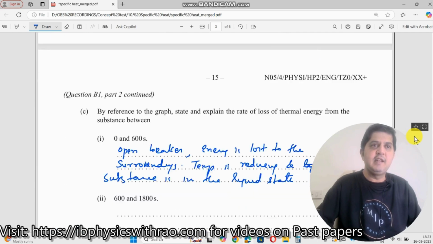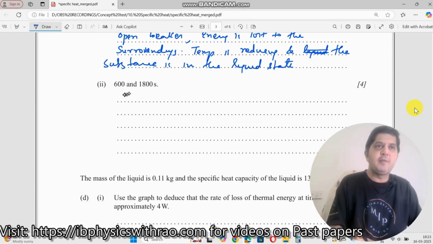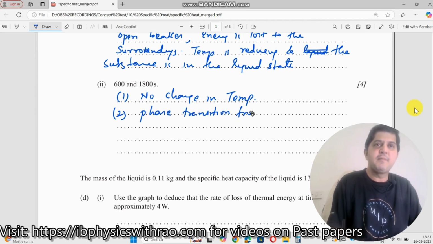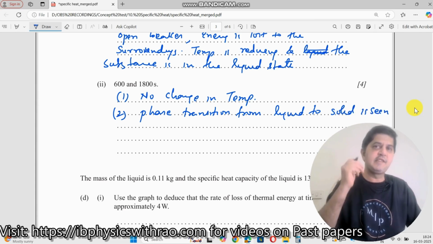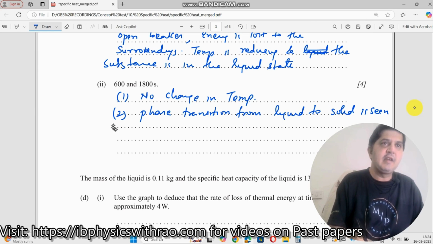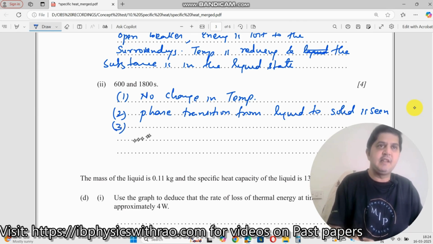So let us write that down. For 4 marks, I need 4 pointers over here. First point is, there is no change in temperature. Then second, phase transition from liquid to solid is seen, because the next state to liquid is nothing but solid only. You cannot have any intermediate state there, right? And then the third one, what else can be seen?